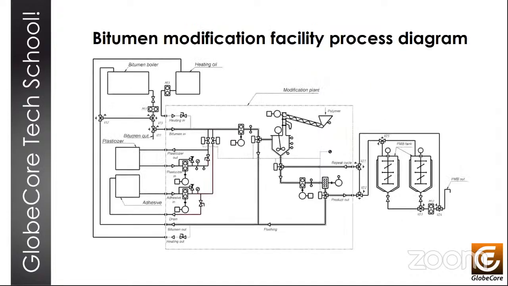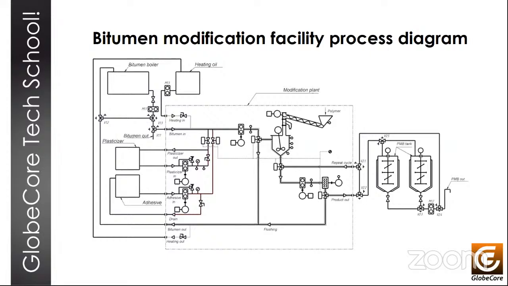And this is a bit of a bigger picture. You can see a section limited by a dashed line. That's the USB 3 plant as a part of a larger facility for bitumen modification. So bitumen in this process is heated in a bitumen boiler outside the machine to an operating temperature of 190 to 200 degrees centigrade. And it's stirred by circulation. There is a separate pump, M1.1. That pump provides circulation inside the boiler.